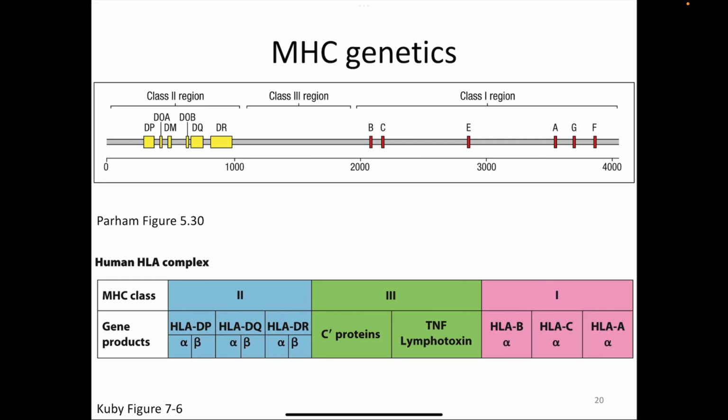The MHC genetic region is pretty big. We'll go through specific parts of it, like I said, on Friday. But right now what I want you to know is that there are different parts of the MHC locus. There's a part called the class 1 region, there's a part called the class 2 region, and a part called the class 3 region.